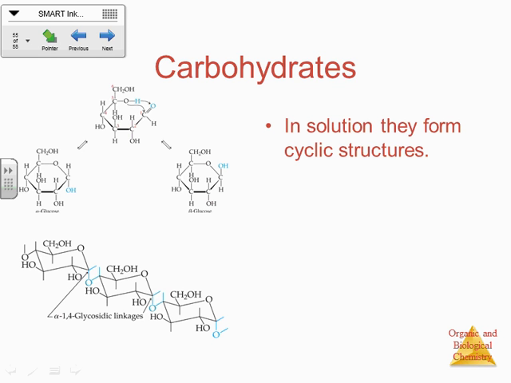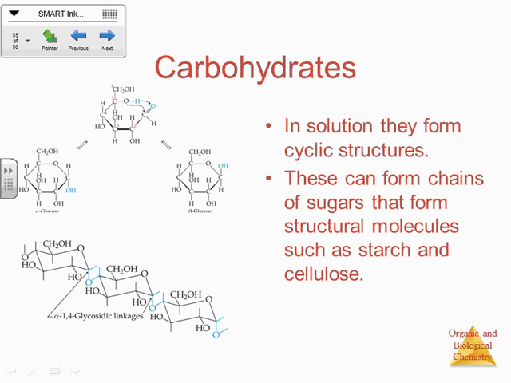When you put these into solution, they actually form these cyclical structures. They sort of cycle up a little bit, and so you end up with these rings of carbon and oxygen. Let's see if there's anything else here. These cyclical structures, they can form chains here, and they make things like starch, cellulose.